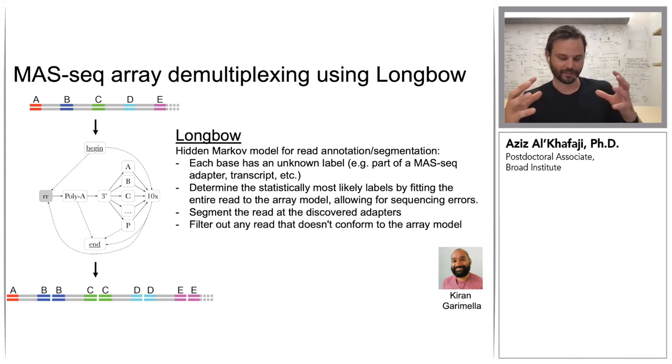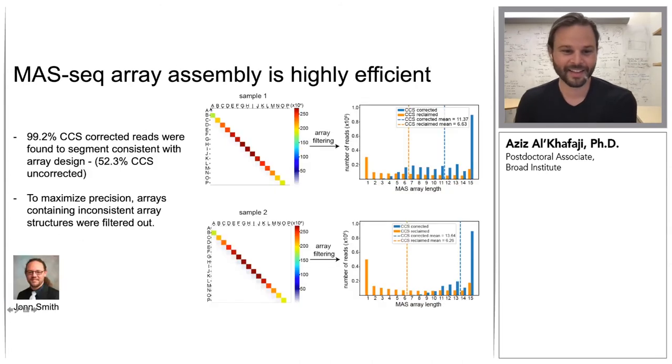So given the highly structured nature of the MAS-seq arrays, Kieran Garmelia developed Longbow, which is a hidden Markov model for array annotation and segmentation that uses the full context of the array, the sequential model with the different adapter landmarks, when annotating the read itself. So Longbow does an amazing job at demultiplexing samples. We can see here from our adapter pair heat maps that the vast majority of arrays are properly formed.